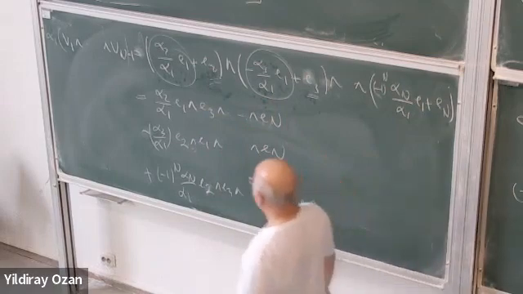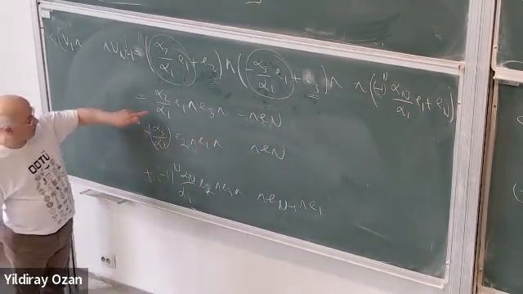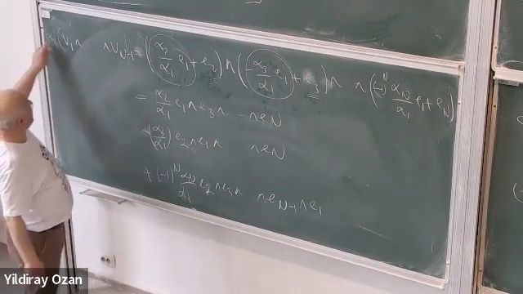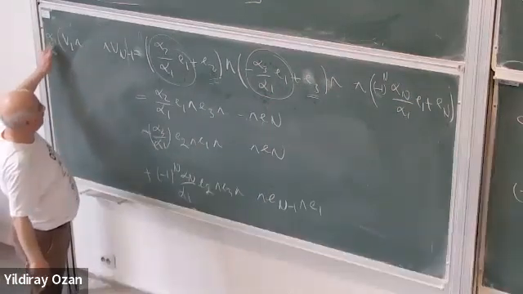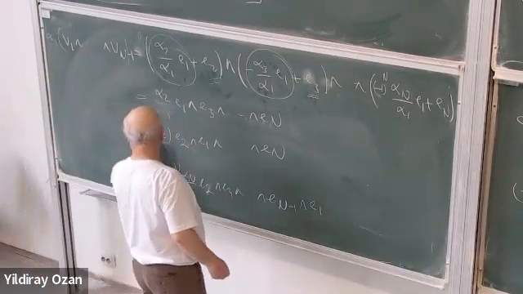Now if I multiply everything with alpha 1, this alpha will go away.